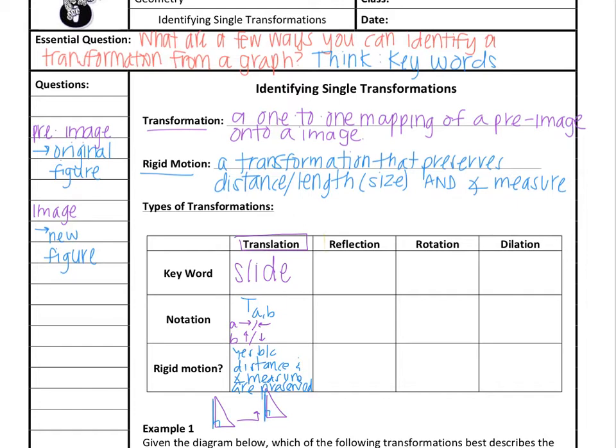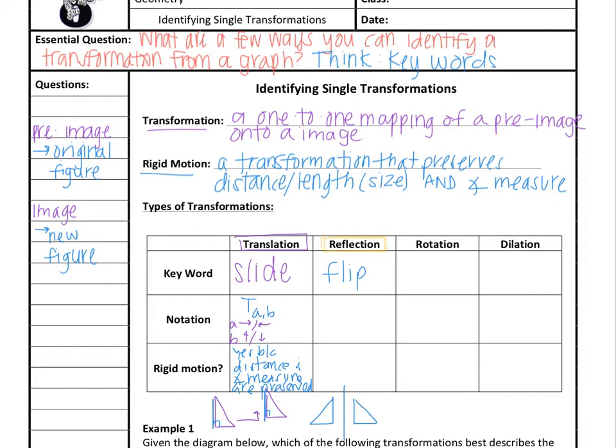Our next transformation is a reflection. A reflection is a flip. So keyword for reflection is flip. And I actually want to sketch this real quick, and then we'll go back to notation and the rigid motion question. So we start with a triangle and say we want to reflect it over this line. Then it turns itself over here.